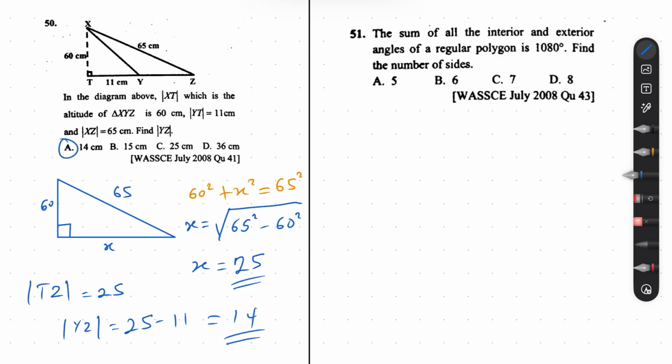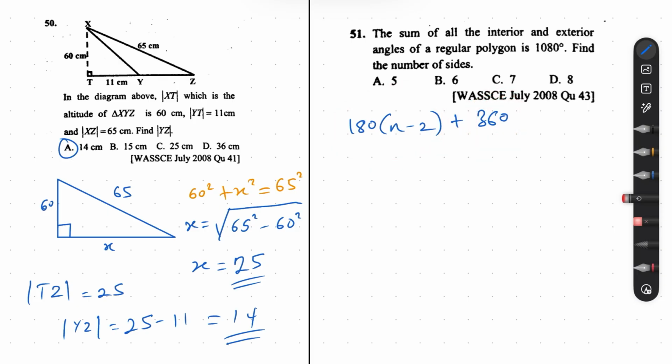Cool. Let's move on to question number 51. It says the sum of all the interior angles, so let's write that down. Interior angles, which is 180 times n minus 2, that's the sum of all the interior angles, plus the exterior angles. We know the sum of the exterior angles of a regular polygon is 360.